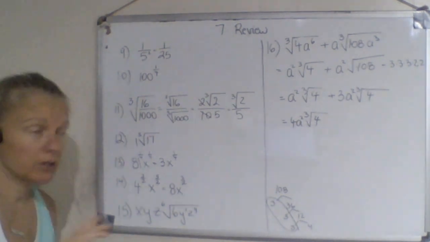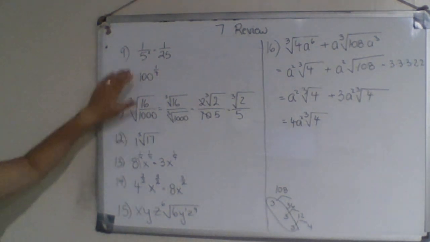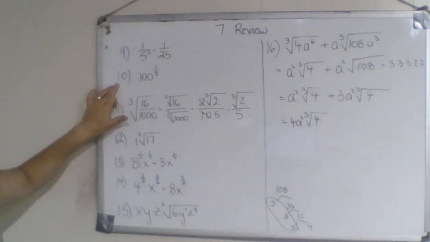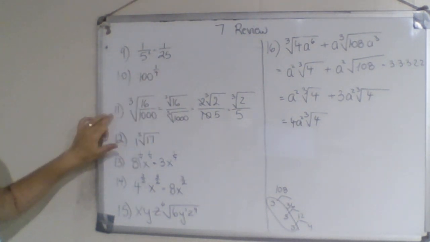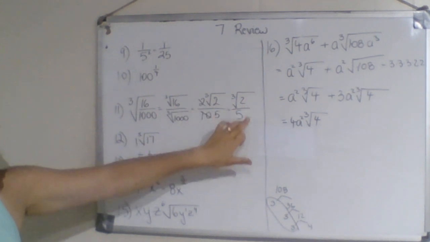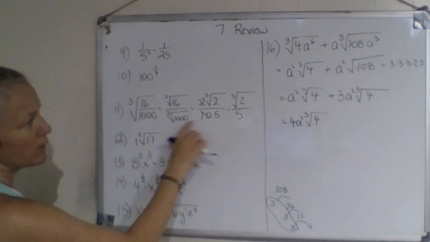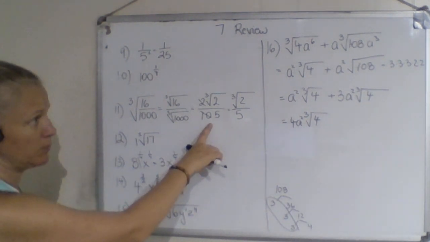Okay, guys, I'm here. Here's your answers for all of them. 9 would be 1 over 5 to the second, or 1 over 25. 10 is 100 to 1/4. 11 is cube root of 2 over 5. If you're wondering why, it's because when you separated, cube root of 1000 is 10. Use a calculator to make sure what that is.